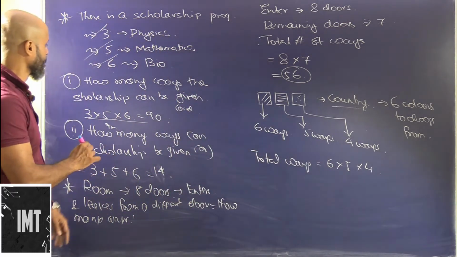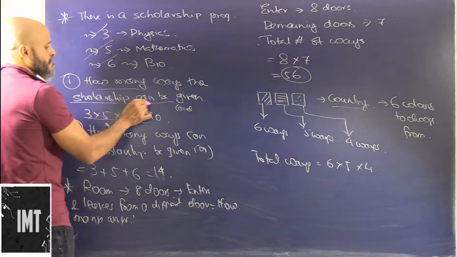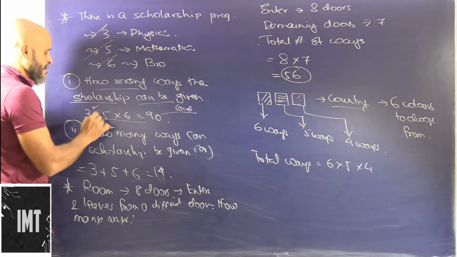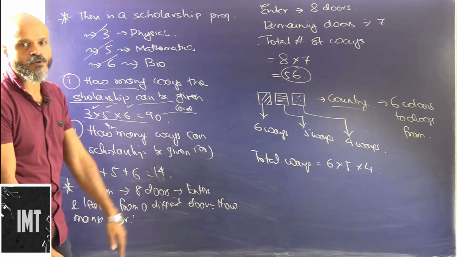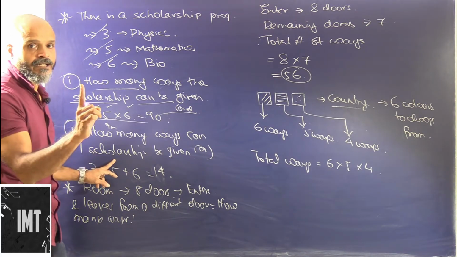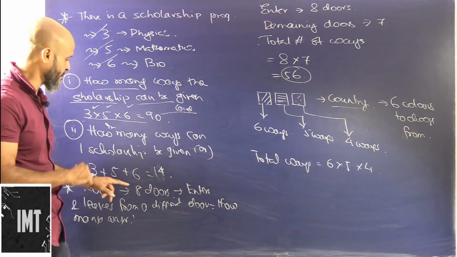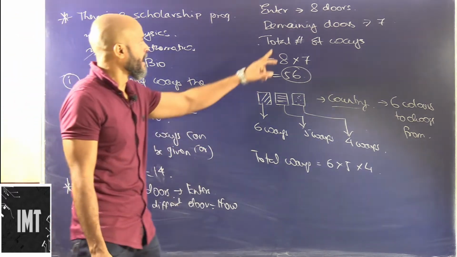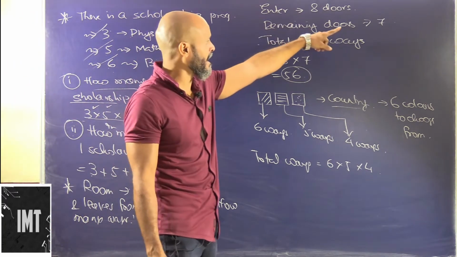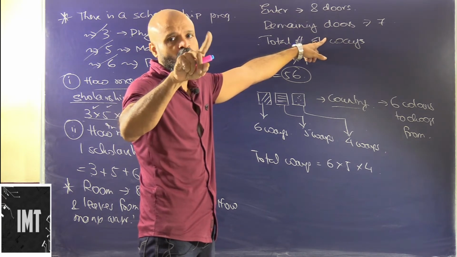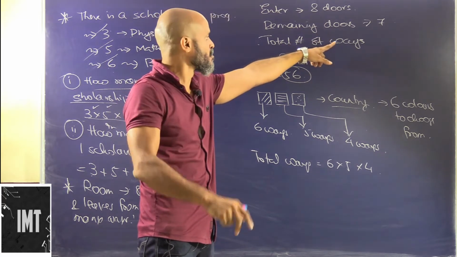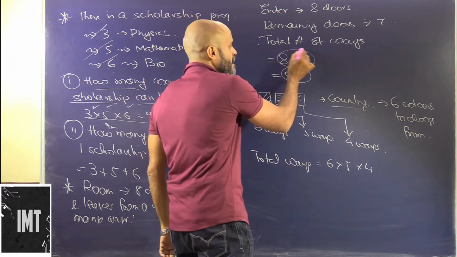dependent events. Understand how many ways the scholarship can be given. It can be given 3 ways for physics, 5, all these are dependent events. So 90 total scholarships can be given, but if we were to choose one from each one of them, this can only be 14. Again, 8 doors to come in and 1 door to get out of the remaining doors. So these are dependent events, hence the multiplication.